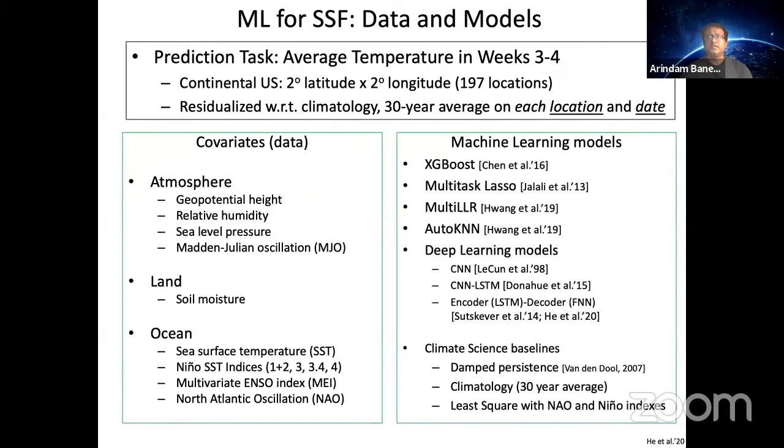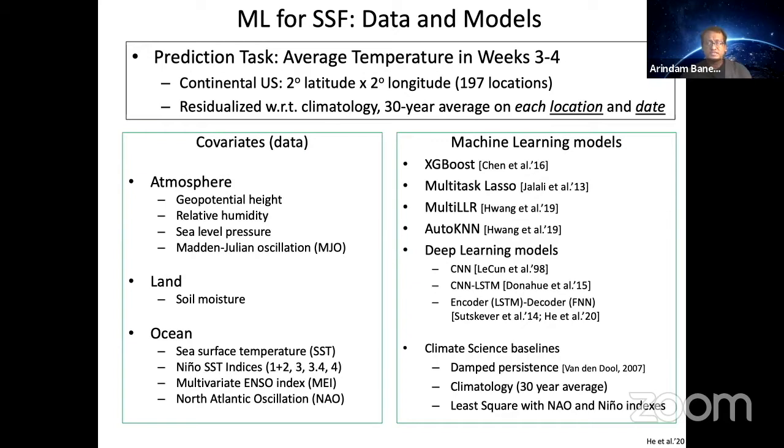And then for machine learning models, we basically threw the entire set at it. So gradient boosting, linear models, lasso, multi-radar, AutoKNN. This is developed by some of our colleagues, a paper in KDD last year. Deep learning models like the usual CNN, then CNN LSTM. We developed a variant of this encoder-decoder model based on LSTM encoders and neural network decoders. And then a bunch of climate science baselines.